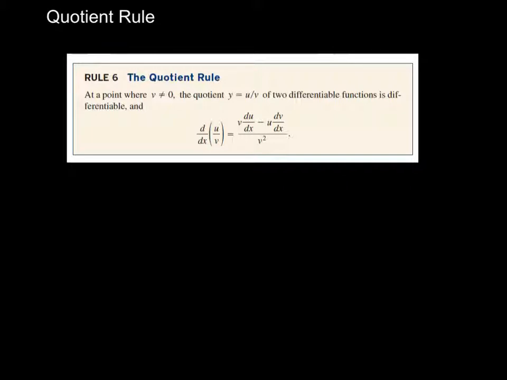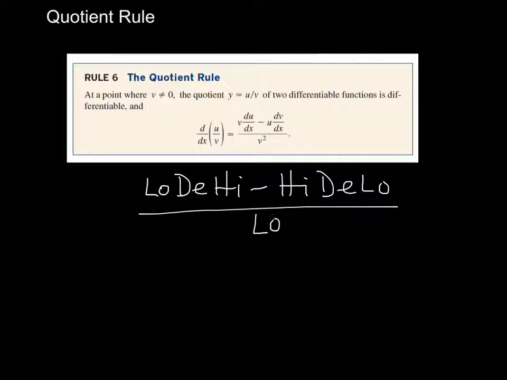We take the denominator, multiply it by the derivative of the numerator, and we subtract the numerator times the derivative of the denominator, and we divide it all by the denominator squared. Now, that sounds really complicated, but I do have a way of helping you remember that. We say low d high minus high d low all over low squared.